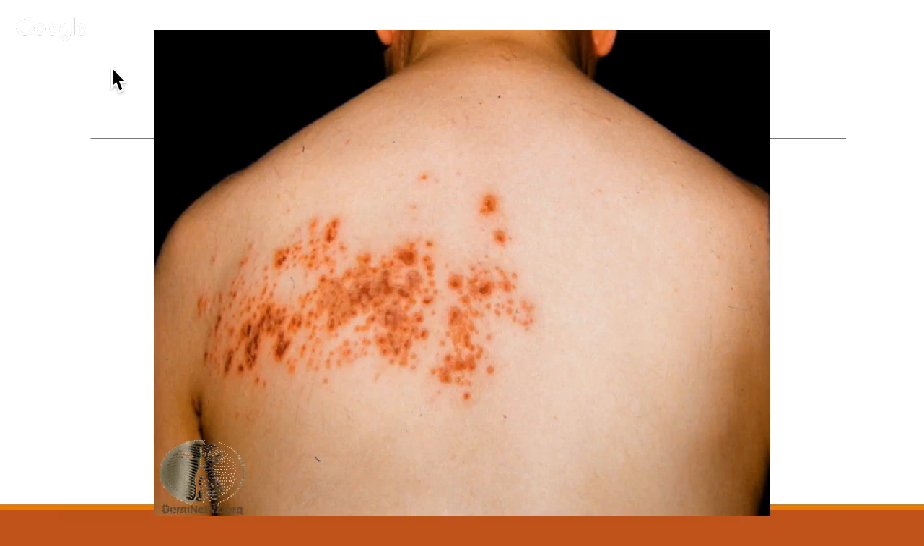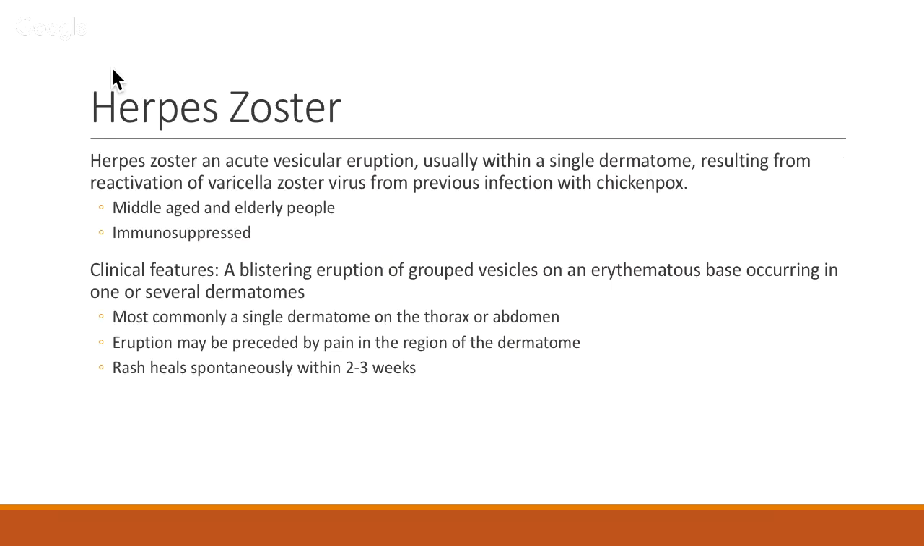This guy got a burning sensation over his trunk a few days before and then developed this rash. Yep. So shingles, herpes zoster, also caused by varicella zoster virus. It's quite common, more common in middle-aged to elderly people, and more common in immunosuppressed individuals. It's due to the reactivation of varicella zoster from the dorsal root ganglion. You get the blistering eruption of grouped vesicles along the dermatome, not crossing over to the other side. And you might get the painful burning sensation before the rash appears.